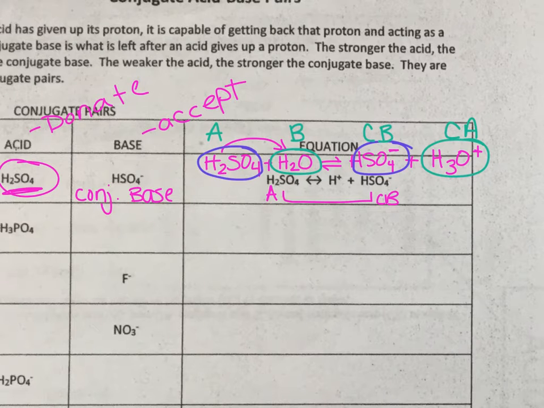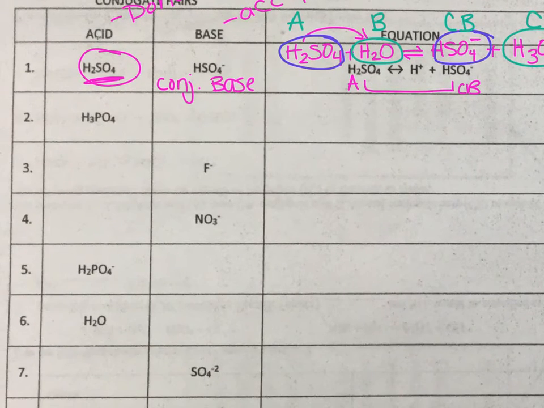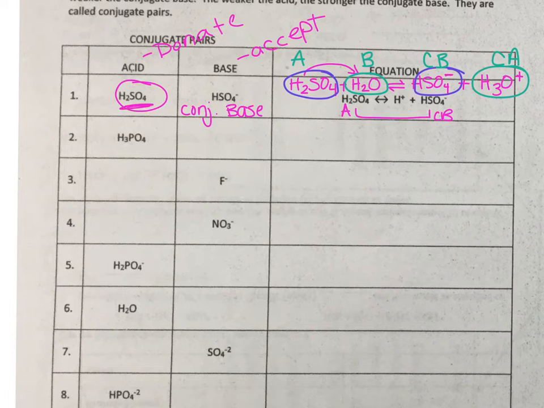Because I need you to be able to, when I give you something and tell you that it's a Bronsted-Lowry acid, say what its conjugate base is. If something is a Bronsted-Lowry base, what is its conjugate acid? You need to be able to do that. So let's look down at a base example. Let's look at number 3.